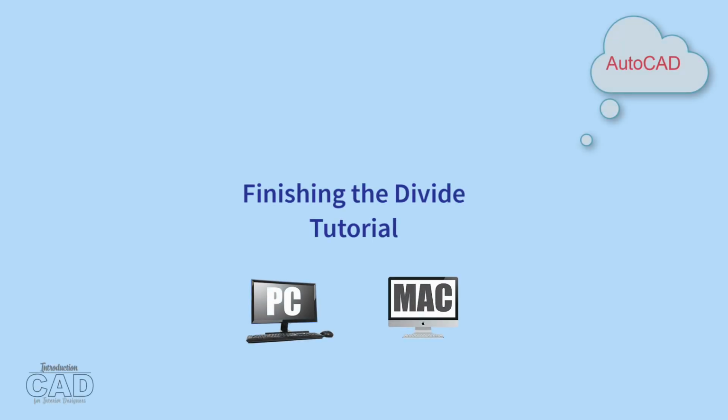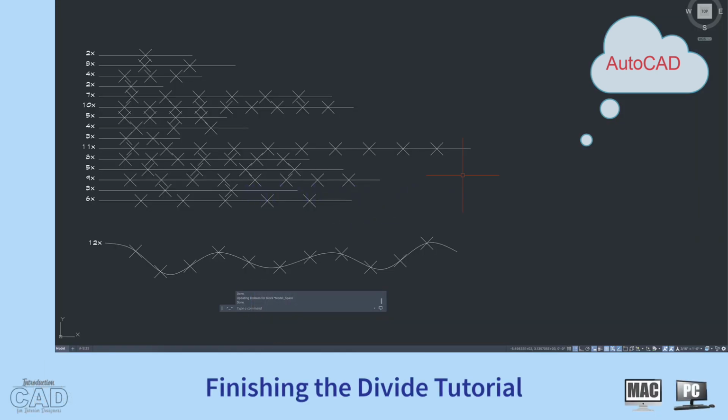This short tutorial walks you through finishing and submitting the AutoCAD Divide tutorial practice exercise. The instructions are the same for the PC and the Mac AutoCAD versions. Once you have completed the practice exercise, the file will resemble the one shown here. Your file may show any point style node type as long as it is visible and excludes point style number 0 and number 1.